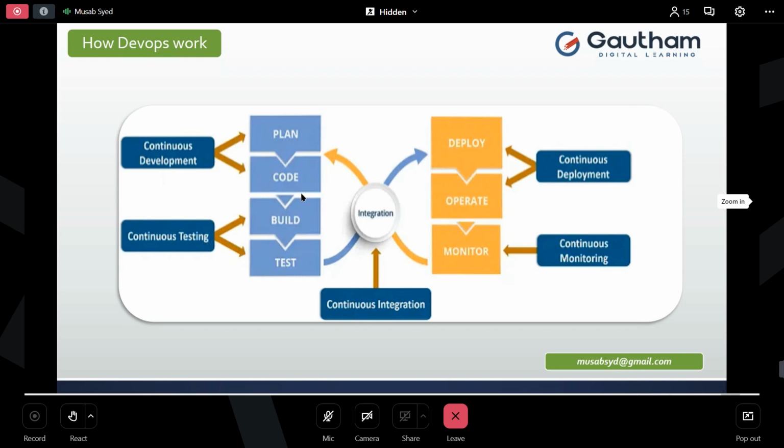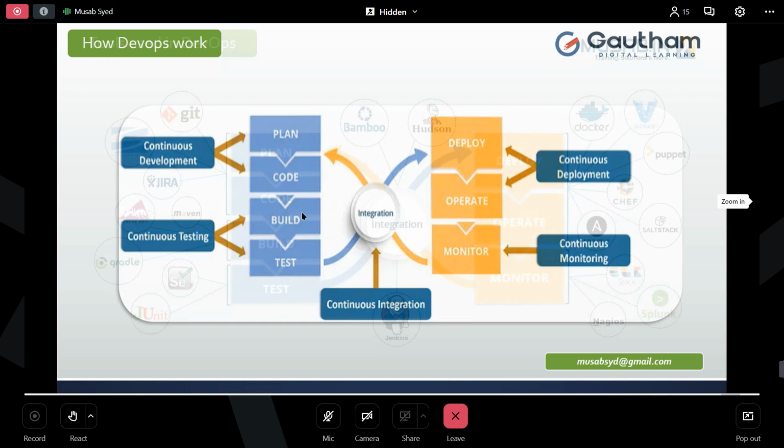All these stages go on in the cloud, and every stage has a name. Planning and coding is called continuous development. Building and testing is called continuous testing. Sending this software to the end user is called integration. Then putting it in place and using it is called deployment. And monitoring is called continuous monitoring.